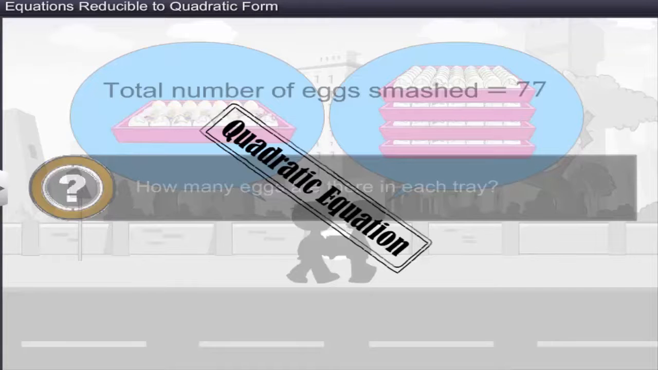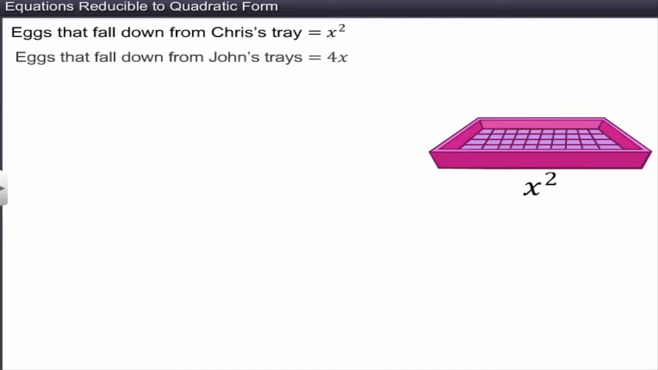Let's see how to do it. Start by supposing that the number of eggs in each tray is x squared, with x eggs each in x rows. Now, Chris was carrying 1 tray of eggs and all his eggs got smashed. This means x squared eggs got smashed. However, John saved some of his eggs and only a row from each of the trays fell down. So, 4x eggs fell down from John's trays.